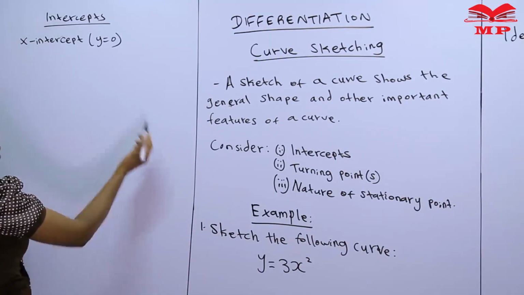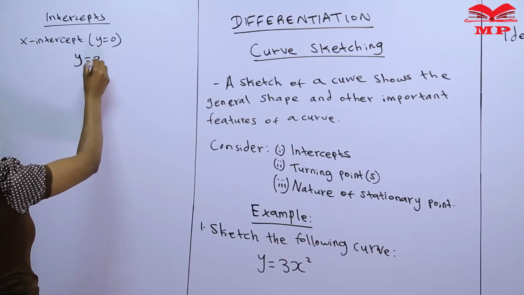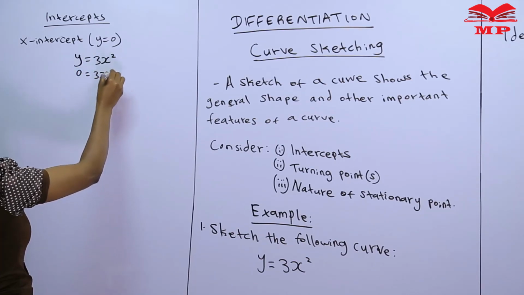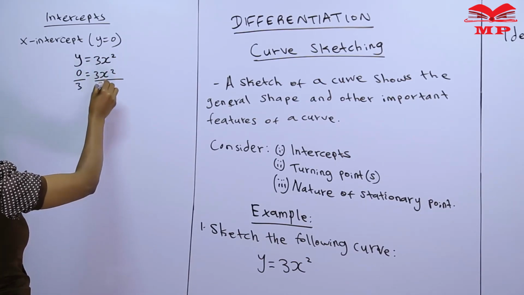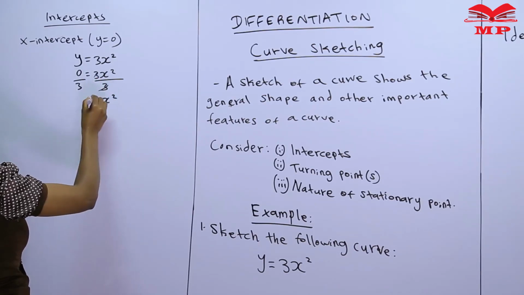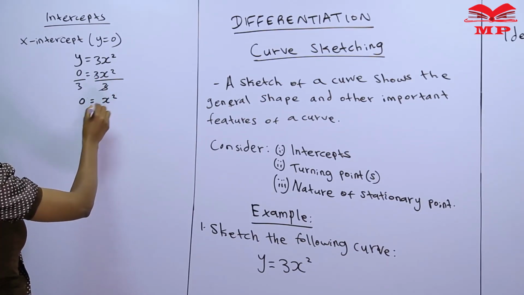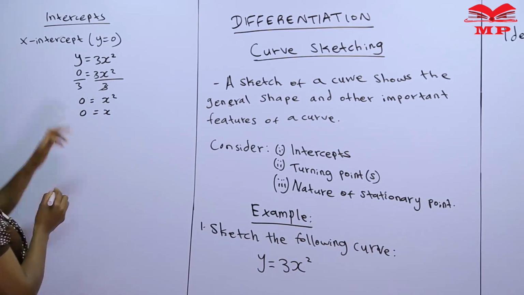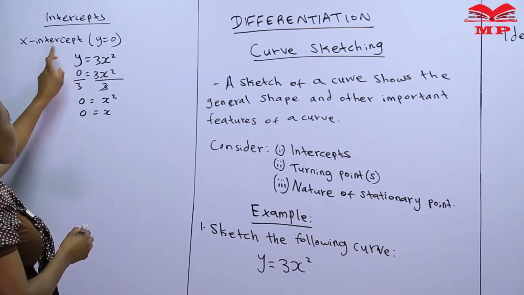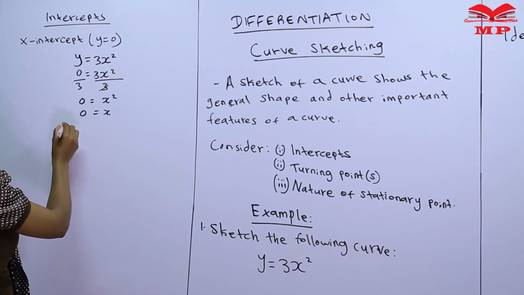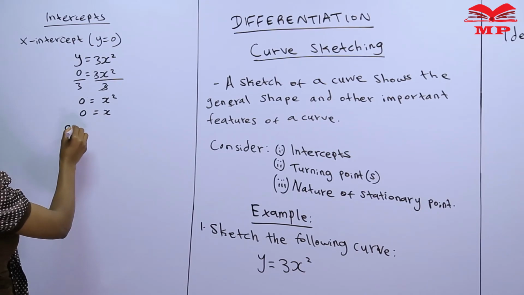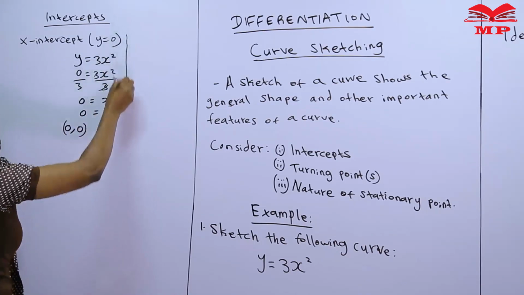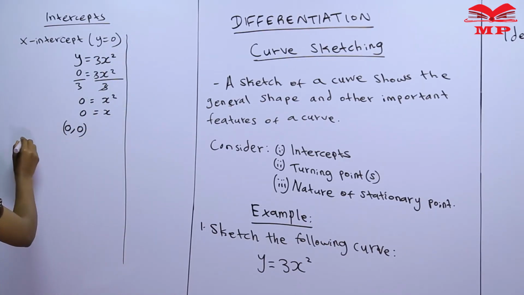So we simply come and say our curve y is equal to 3x squared. Our y is 0, so 0 is equal to 3x squared. We can divide by 3 on both sides. So we get that x squared is equal to 0, and therefore our x will also be equal to 0. So we have the x-intercept, where x is 0 and y at that point is 0.